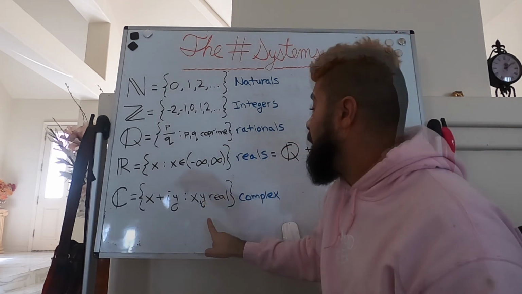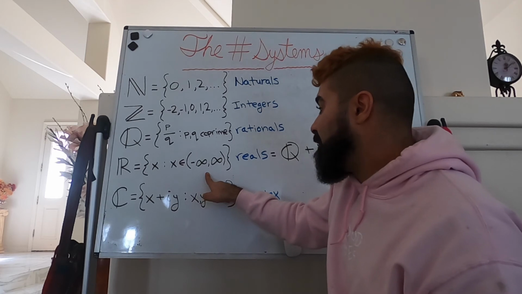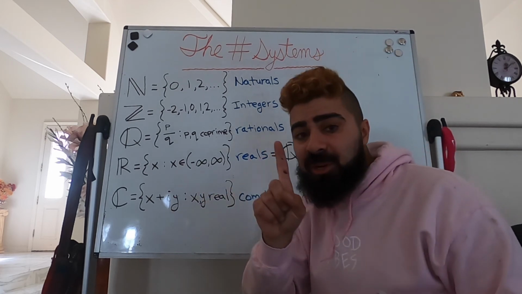Quick note to mention, but not every complex is real. However, every real is complex with imaginary part equal to 0.